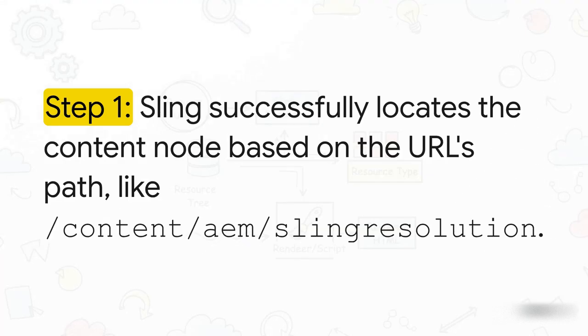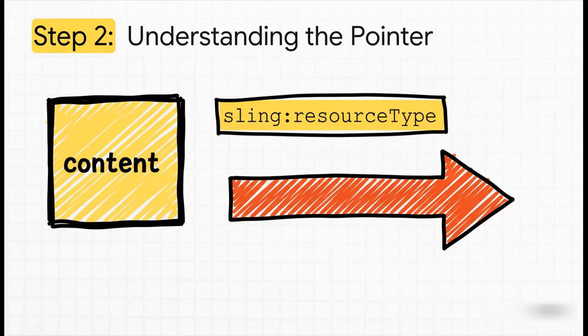So, step one is done. Check. Sling followed the path and found the content node. It's holding the what. But the million-dollar question is still, how? How do we turn this data into something useful? And the answer to how is right here, in this property, sling:resourceType.